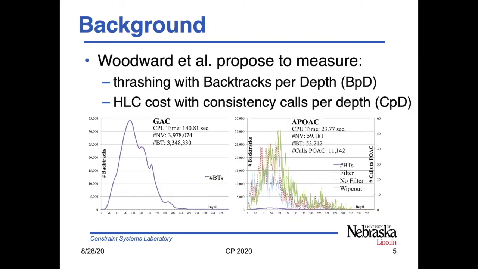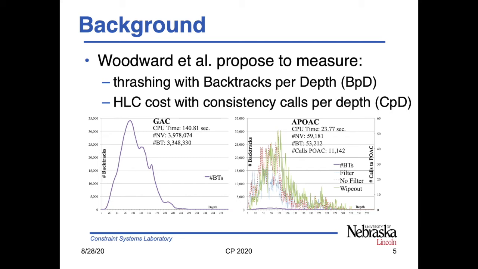More recently, work by Woodward et al. have proposed to describe thrashing using the backtracks per depth metric by tracking the number of backtracks search makes at each depth of the search tree. They further propose to investigate the cost of higher level consistency by tracking the number of calls per depth of the search tree of the higher level consistency, and then partitioning those calls by the result of the call.